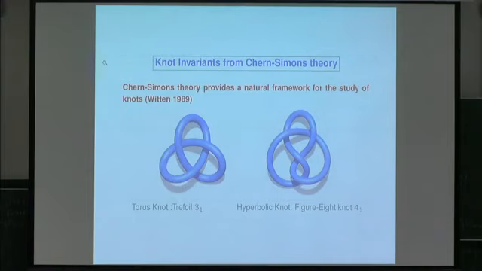Okay, so it's a metric independent theory, and it provides a very natural framework for the study of knots and links. I'm just confining myself to knots here. So this was Witten's 1989, and I've just put in these two mainly because we do try to get various results from twist knots, and these are the lowest in the list of the twist knots.